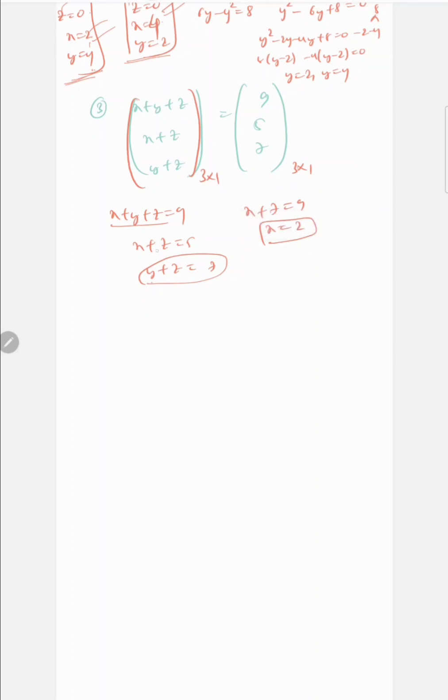We will put x is equal to 2 in this equation. So 2 plus z is equal to 5, z is equal to 3. We put z is equal to 3 in this equation: y plus 3 is equal to 7, y is equal to 7 minus 3 is 4. So therefore x is equal to 2, y is equal to 4 and z is equal to 3. So this is how we can find the unknowns provided the given matrices are equal.